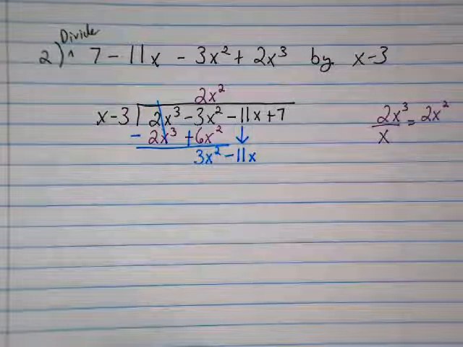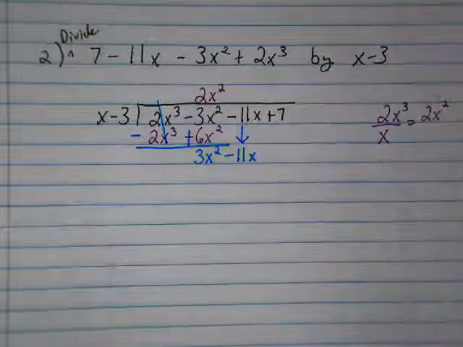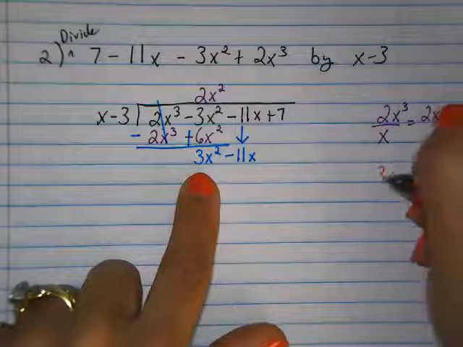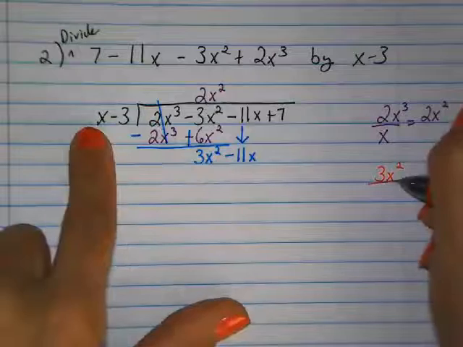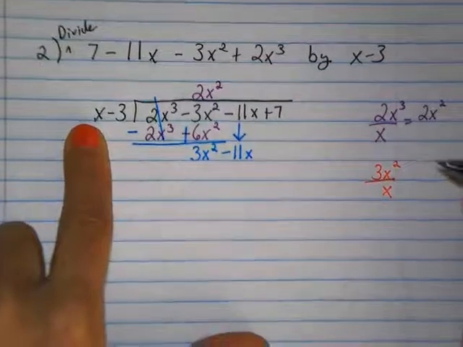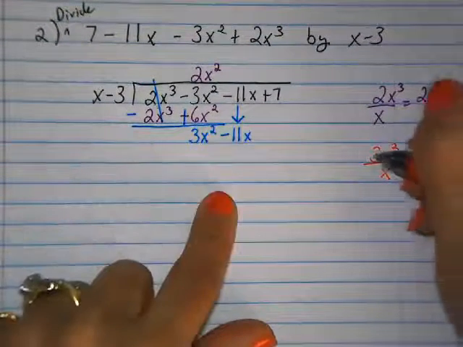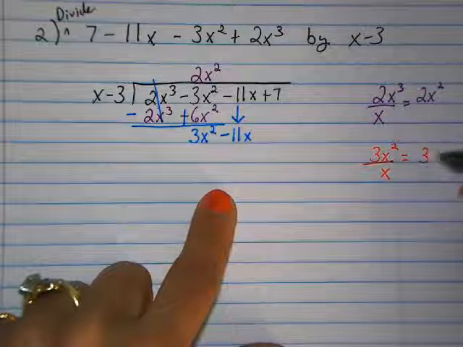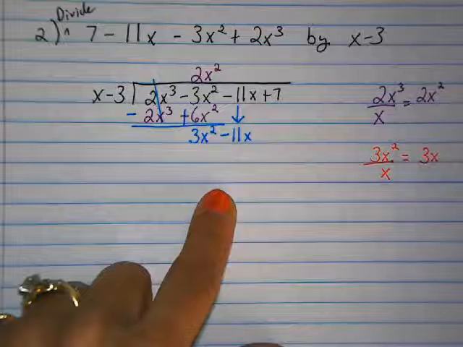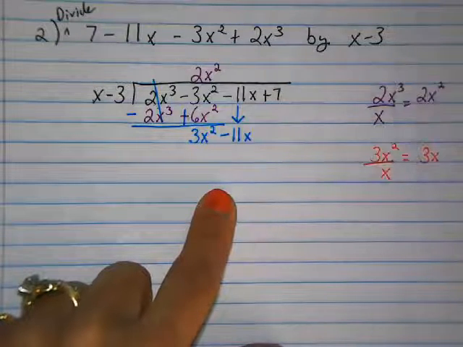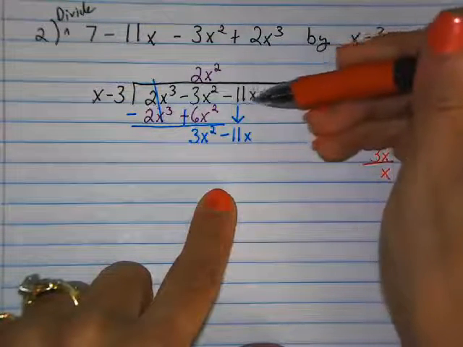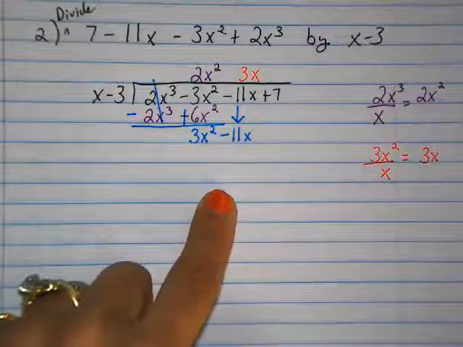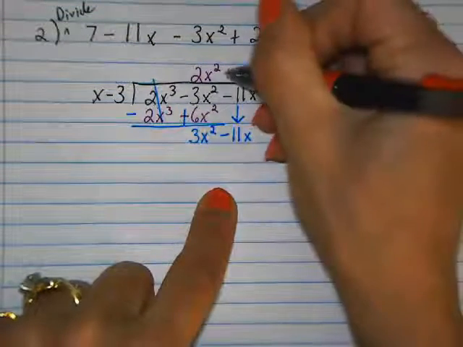Do it all again. Take the first term of your dividend, divide it by the first term of your divisor. So 3x squared divided by x is 3x. Okay? Make sure you put him right above the x term. So here's my x term. I'm going to put my 3x. And remind yourself of what is his sign. He is positive.